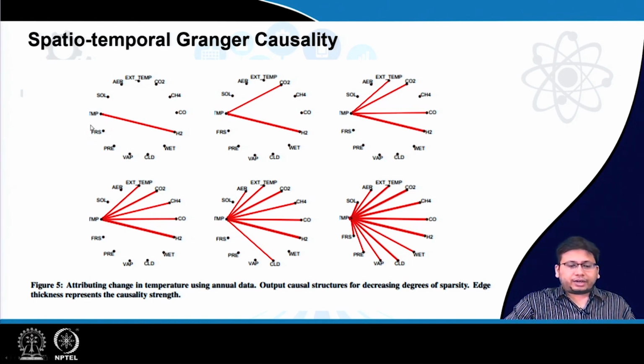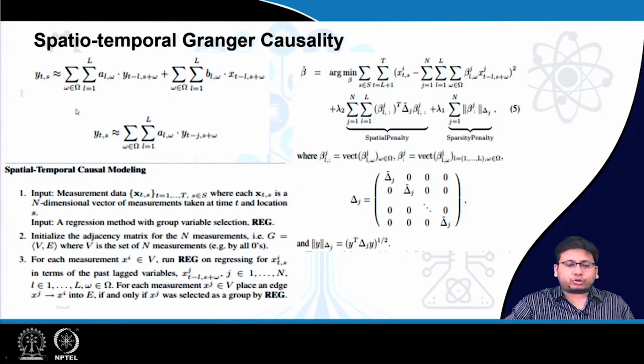So once again the aim is to attribute the warming, that is the rise in global temperature, and we are trying to see which of the different factors impact this global temperature more. So once again they take help of Granger causality with a catch. In this case the target variable, the temperature, is again spatiotemporal. Let's say we are measuring it at a location S and a time t.